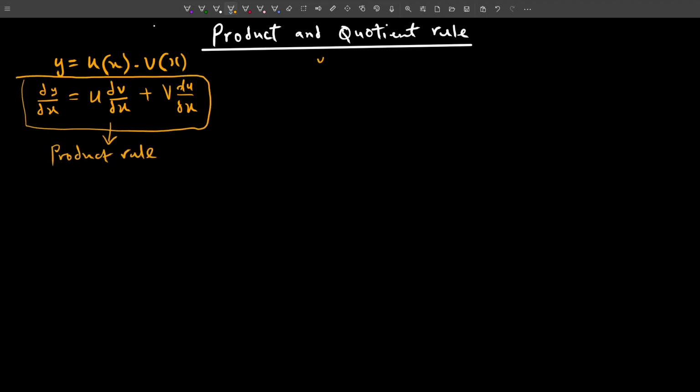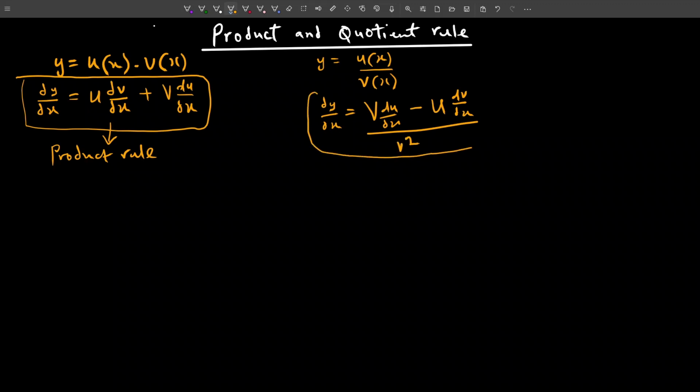Again, let's say I have y equals u over v. In this case now, I'm dividing two different functions. So dy dx will be equal to v du dx minus u dv dx, all over v square. Okay, so this here is called the quotient rule. But let's take a little example.